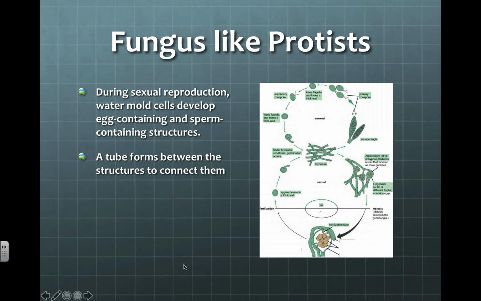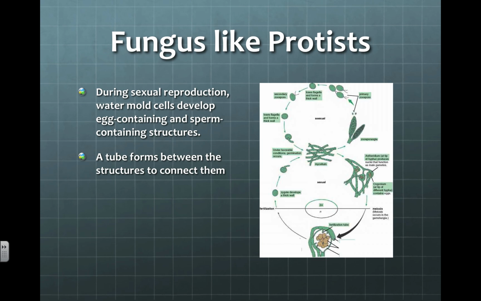During sexual reproduction, the water mold cells develop egg-containing and sperm-containing structures. Again, you can look at this. This is representative of what they do. I'm not going to ask you about these life cycles. They're very complicated, and that's more AP and college. You will have to go through these life cycles, but right now we're not going to do that. It's confusing enough.